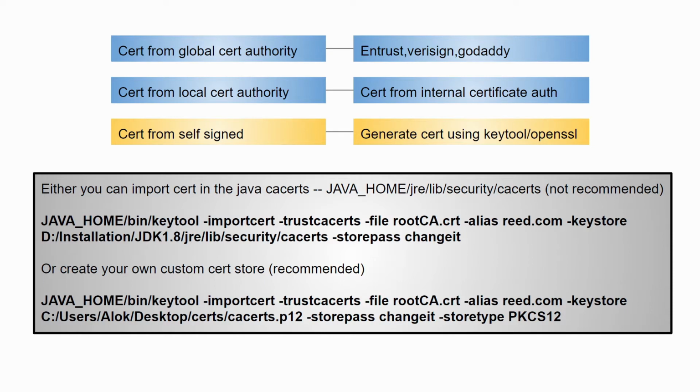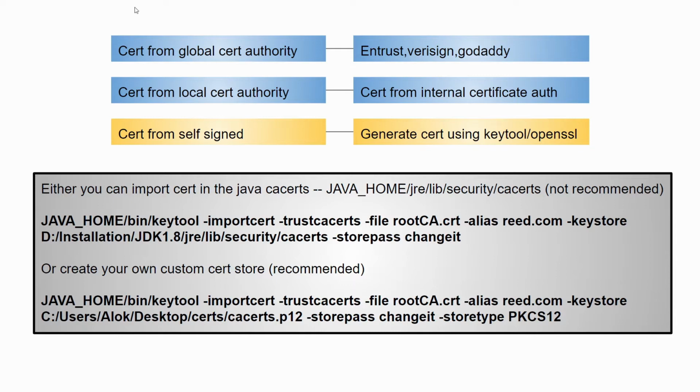That is, if you go to your Java home, JRE lib security cacerts, that would be your certificate store where all other global root certificates also exist, like VeriSign, Entrust, GoDaddy. All those root certificates will also exist there. If you want, you can import this root CA, which we are going to use here, into the same Java cacerts. If not, then you can have a dedicated certificate store which you will use in your code.